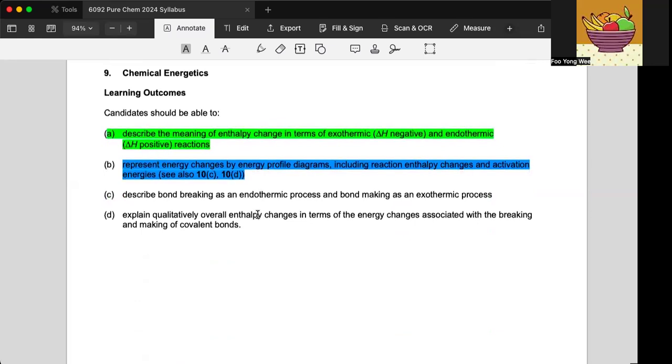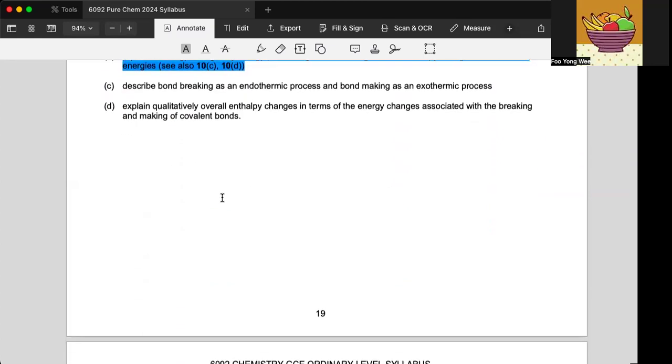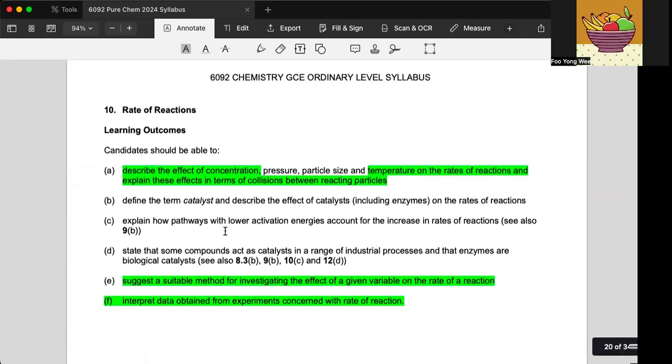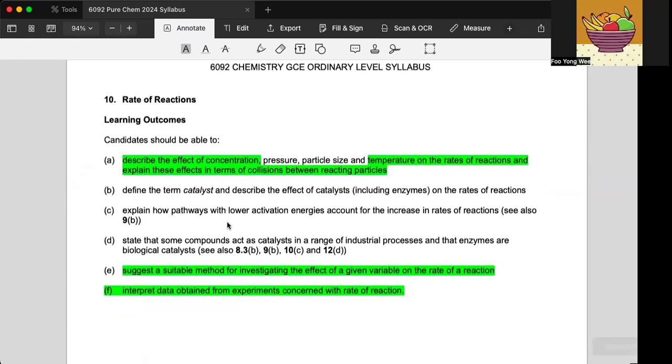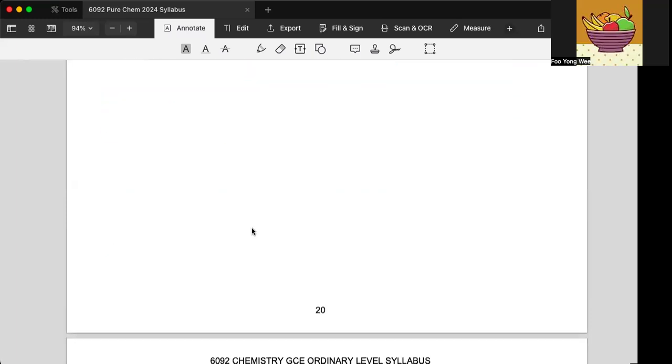Energetics, yes, I feel that energetics is popular. Although it came out a bit last year, I feel that this time round they may ask students to draw either energy level or energy profile diagrams, or do some calculations. Rate of reactions, yes, as usual, but maybe the weightage not so much. I got a sense because it came out quite a lot last year.